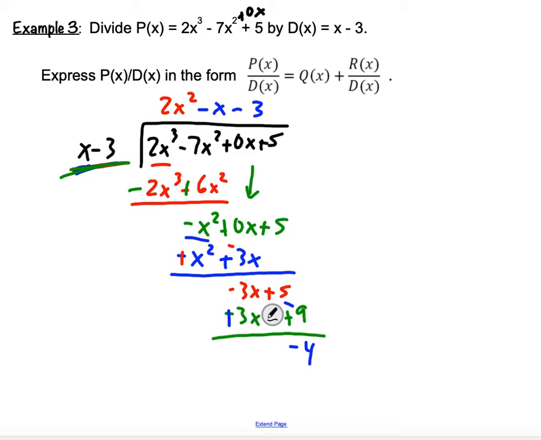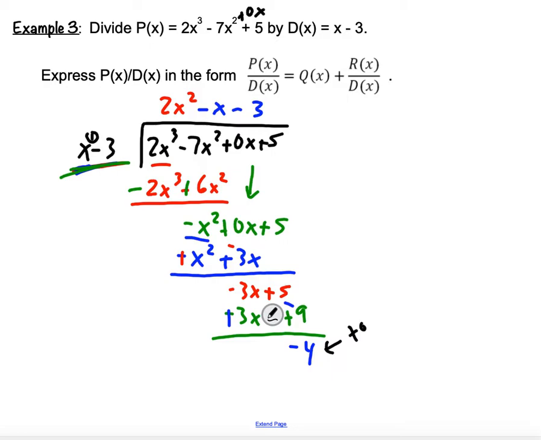All right, so again, notice we stopped here because the highest power of x down here is x to the 0, and the highest power of x up here is x to the first. And so x to the 0 is less than x to the first, so we can stop.